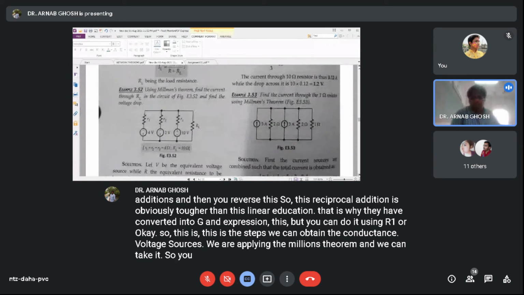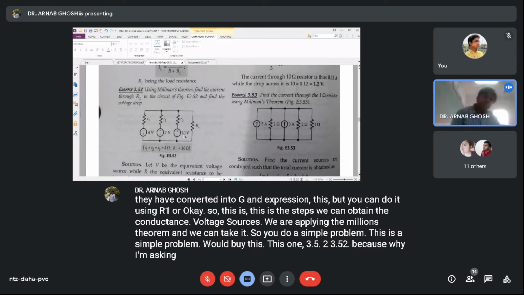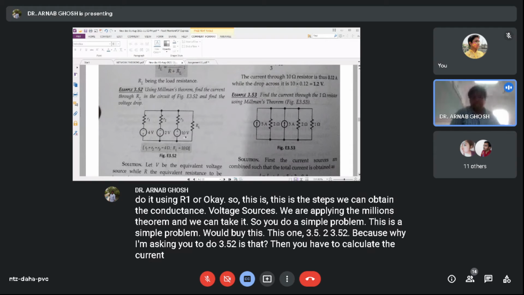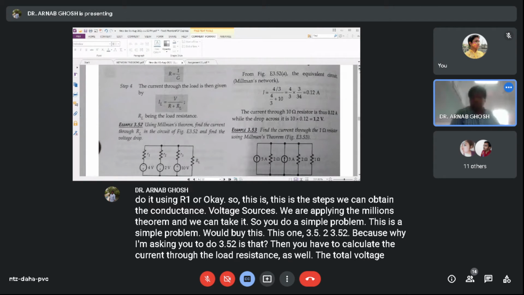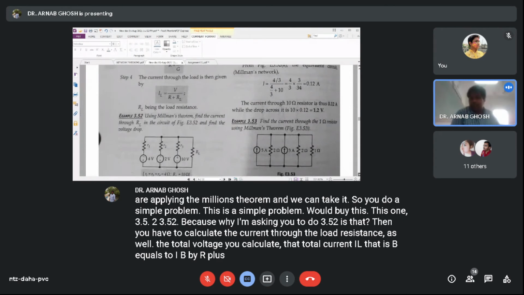So you do a simple problem. This is a simple problem. Do it by this. Do 3.52. Why am I asking you to do 3.52? Because then you have to calculate the current through the load resistance as well. The total voltage, you calculate the IL, that is V equals I, V by R plus RL, and then you can.